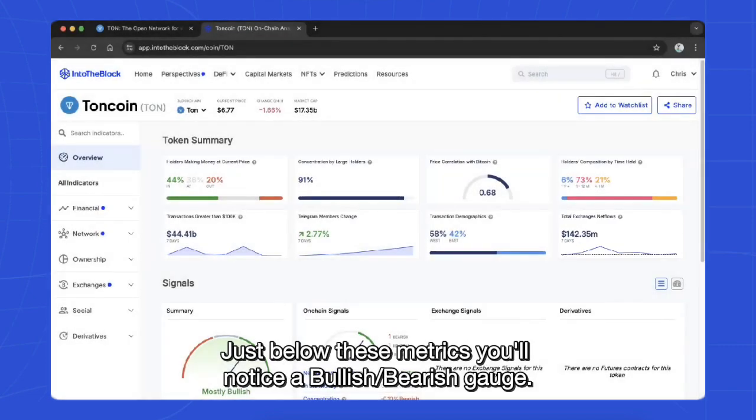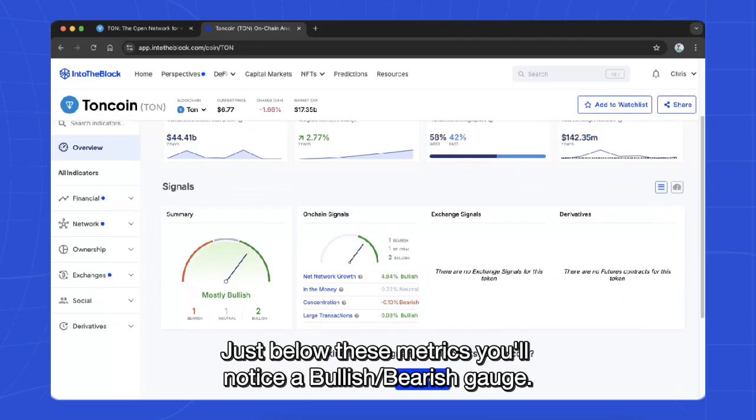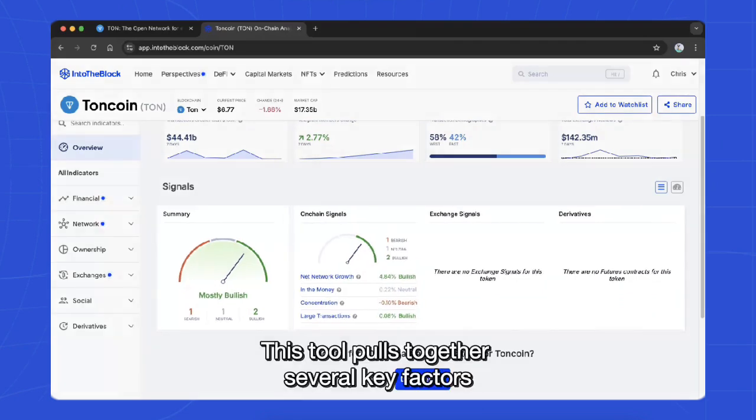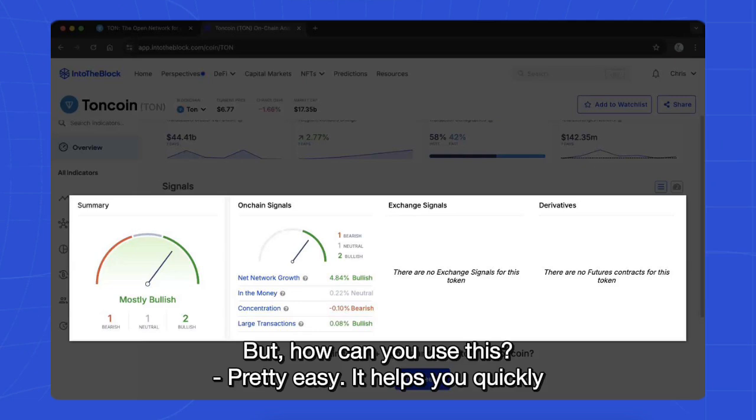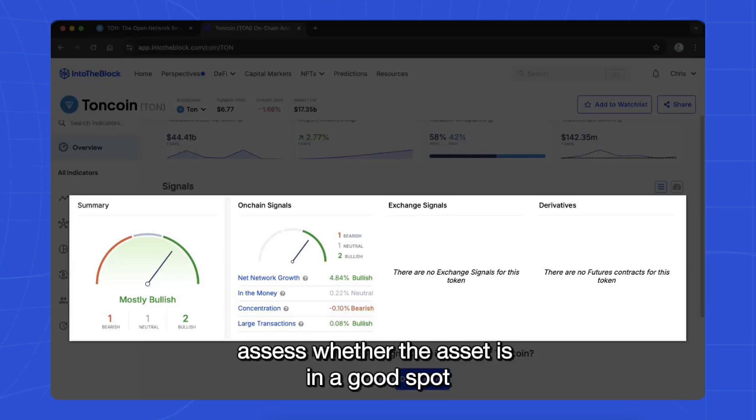Just below these metrics, you'll notice a bullish-bearish gauge. This tool pulls together several key factors to give you a quick snapshot of TON's current market conditions. But how can you use this? Pretty easy. It helps you quickly assess whether the asset is in a good spot or if it might be facing some potential downside. Super useful when you're making decisions.